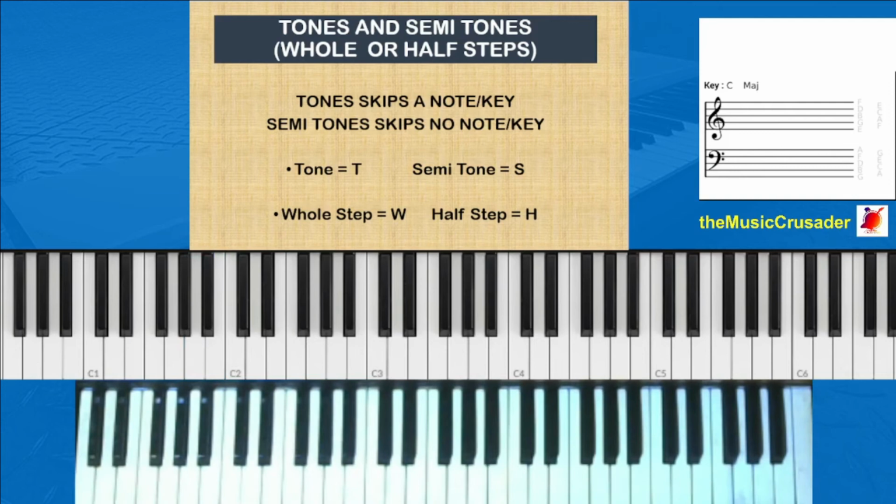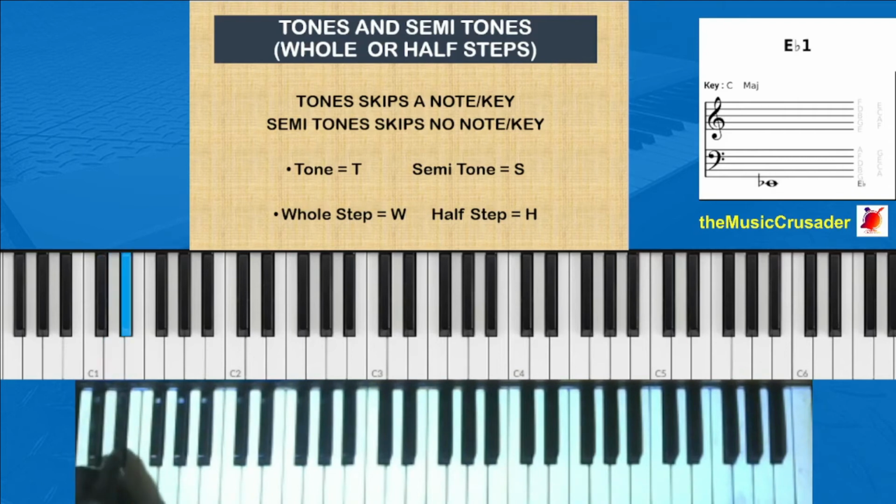Okay, let's combine the white and black keys. So if I'm here on white C and I'm moving to C sharp, this is a semitone because I have to jump no key. I didn't jump any key. There's no key in between C and C sharp. So this is a semitone. C sharp to D is also a semitone because I didn't have to jump any key. There's no key in between C sharp and D. So this is a semitone.